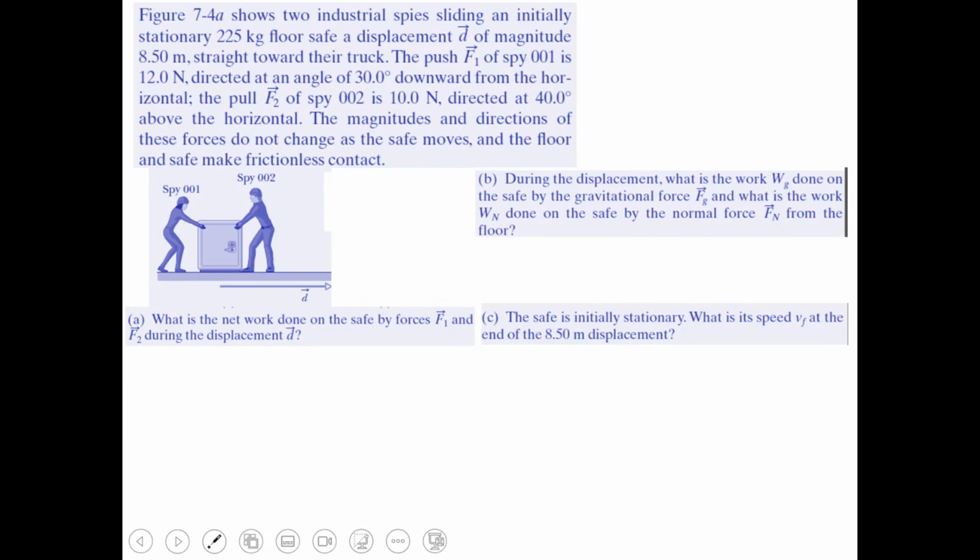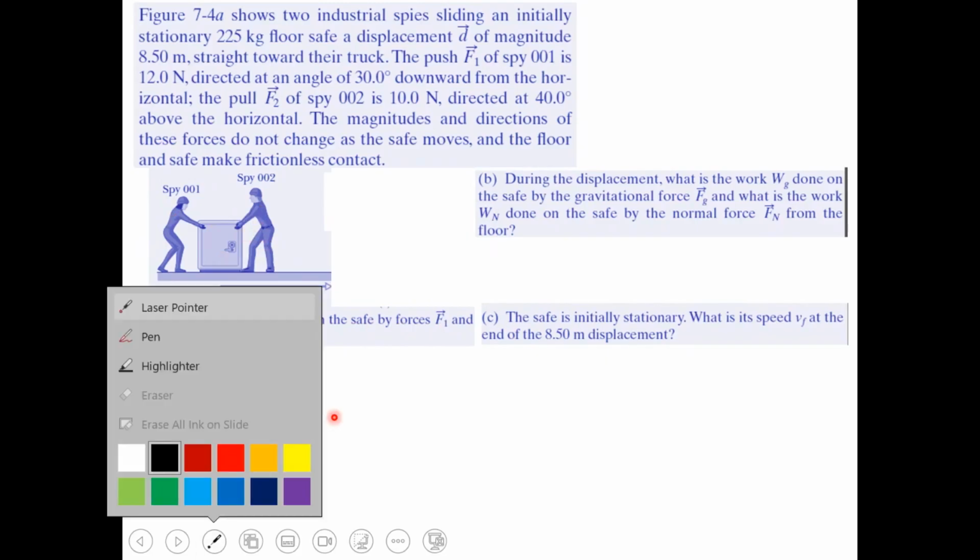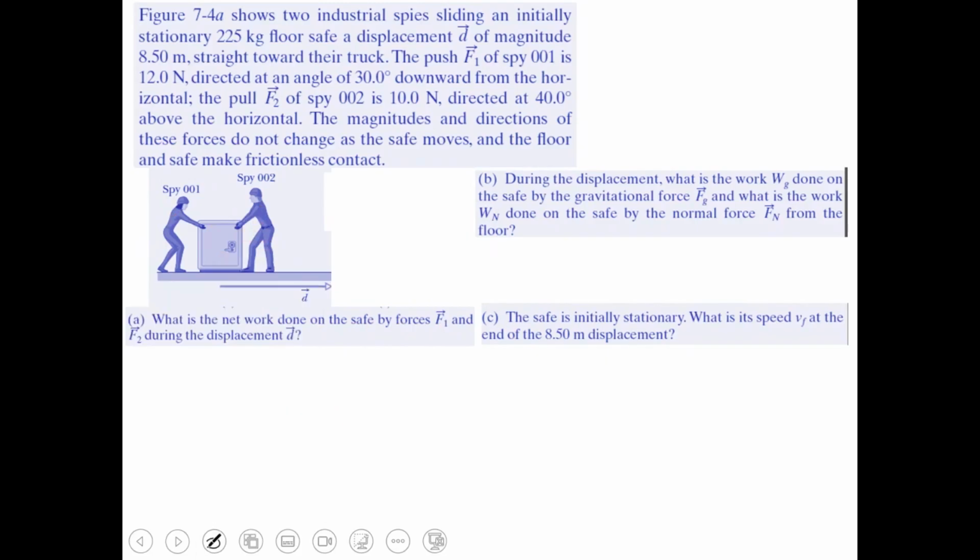We have part A here. What is the net work done on the safe by forces F1 and F2 during the displacement D? So I have here the safe is moving to the right, and there are different forces that are exerted on the safe, one by each spy. I want the net work done. When I want to find the net work done, I essentially have to find the work done by the first force and the work done by the second force, and maybe W net will be the sum of these two.